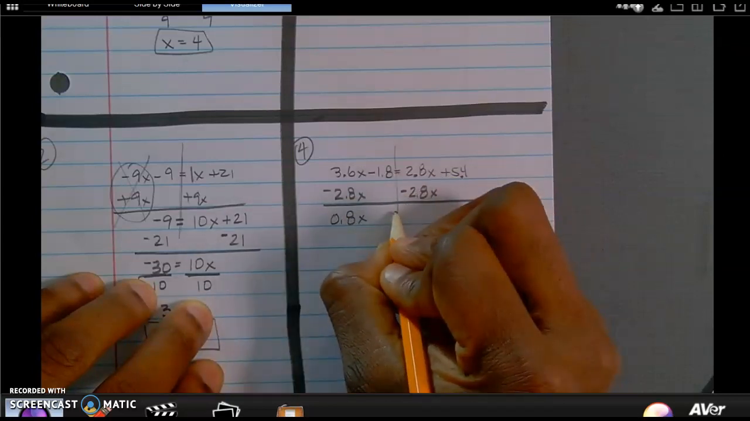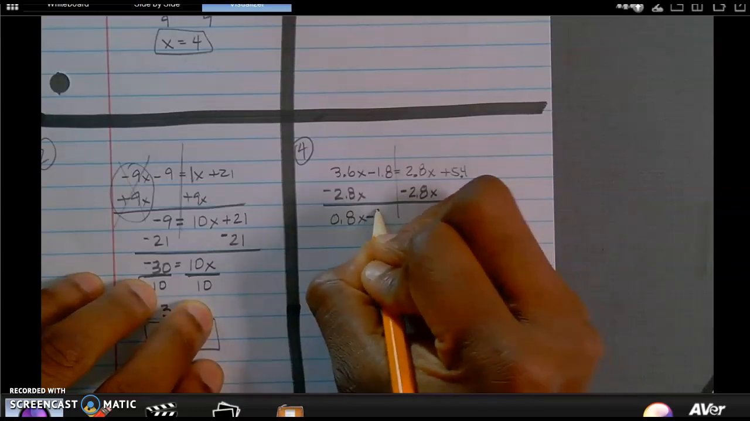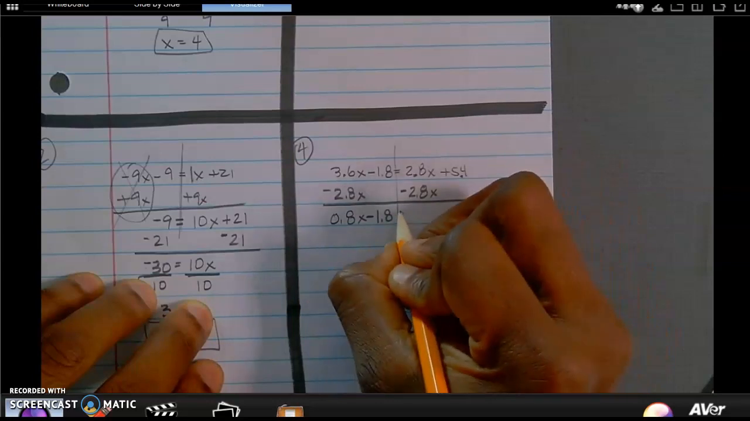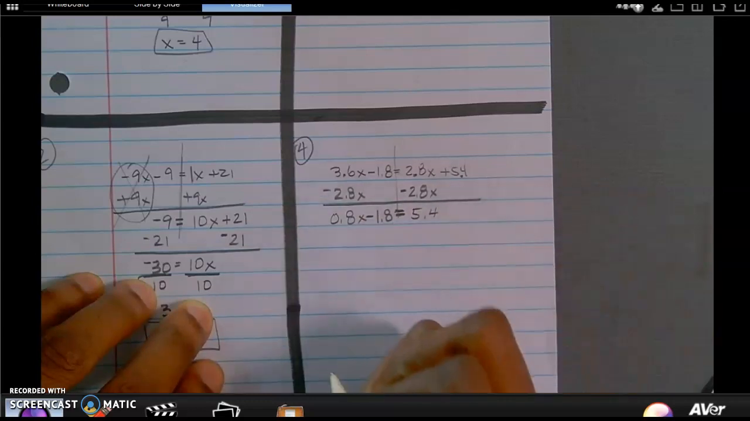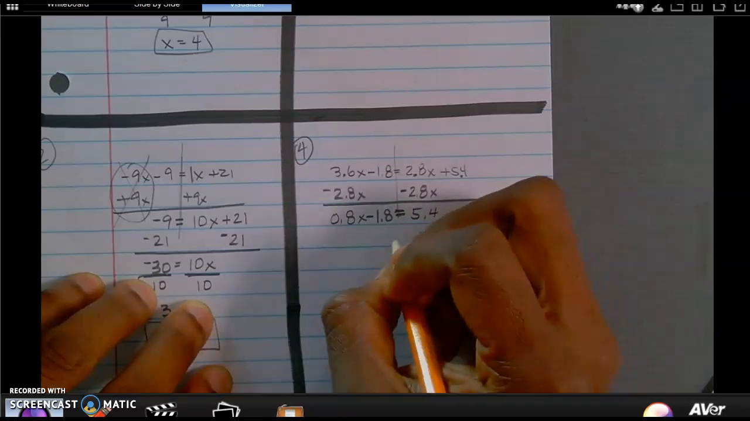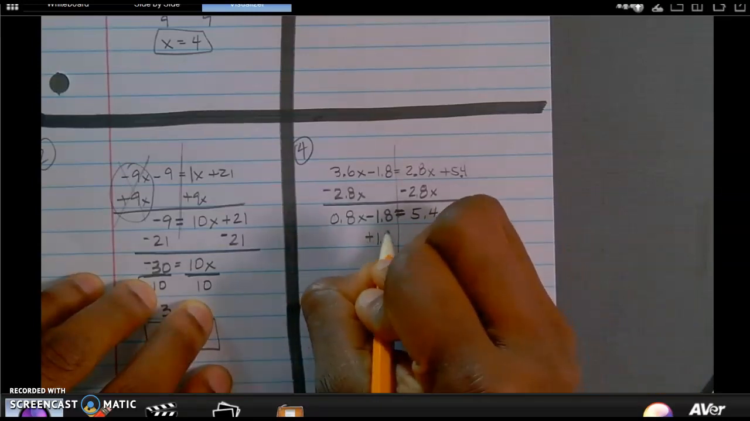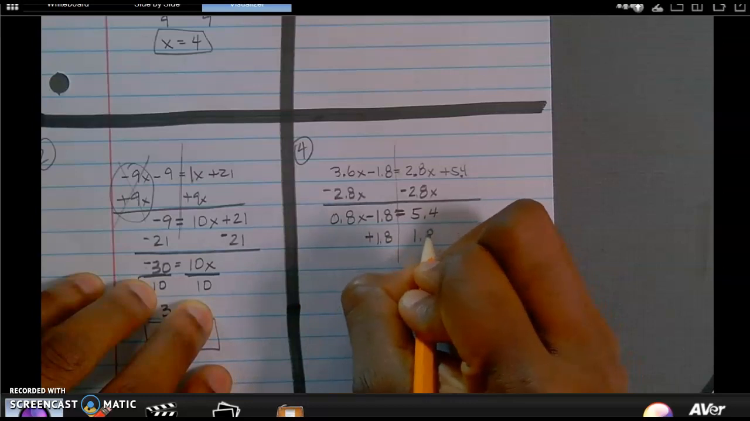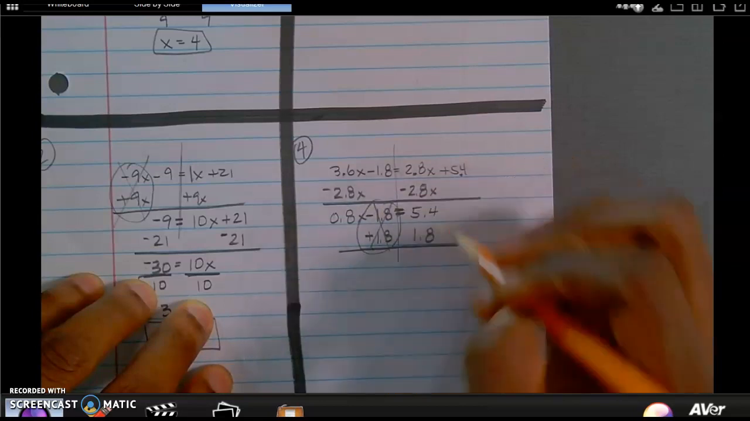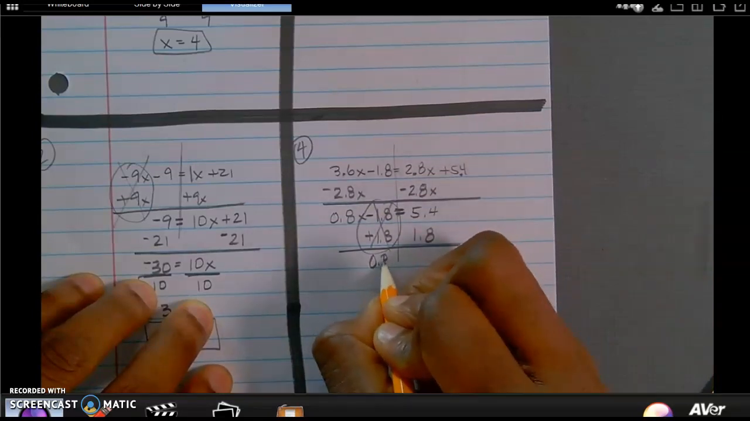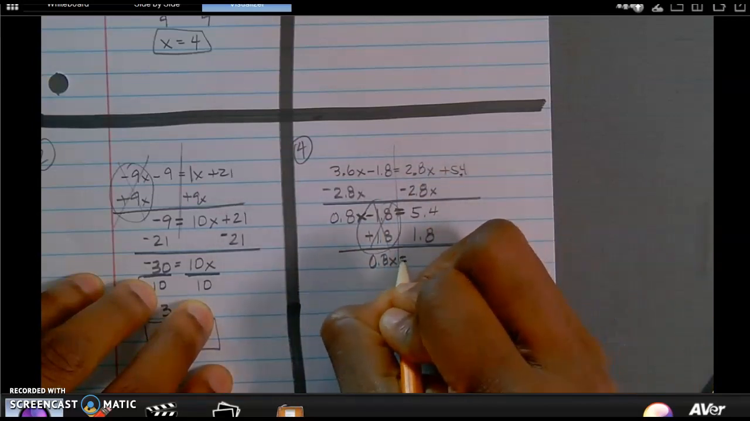0.8x minus, okay, 1.8 is equal to 5.4, okay? So my next step is, because it's just a regular two-step equation now, I'm going to add 1.8 to both sides. This, of course, is 0 now. This becomes 0.8x, and you can hardly see this x up here. 0.8x is equal to what?